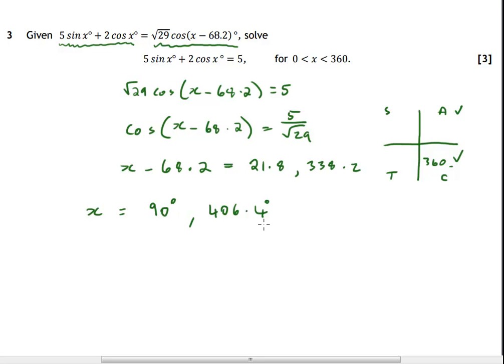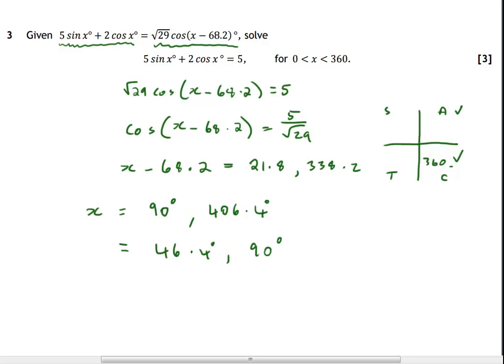So we need to use that second solution of 406.4, and subtracting 360 from it will give us a solution just in the first quadrant here that will go along with 90.